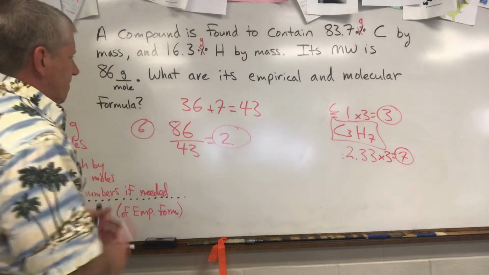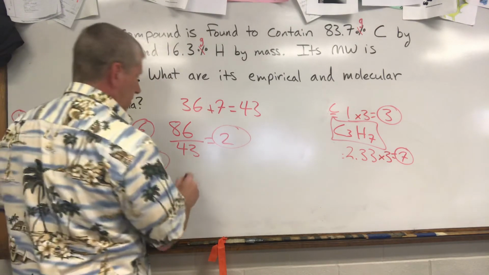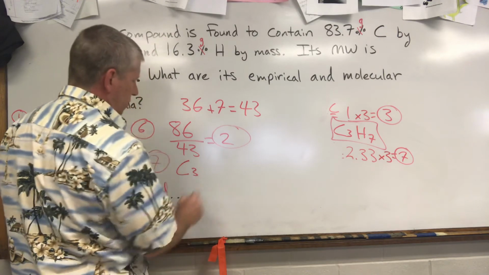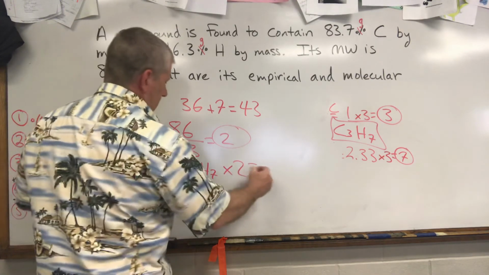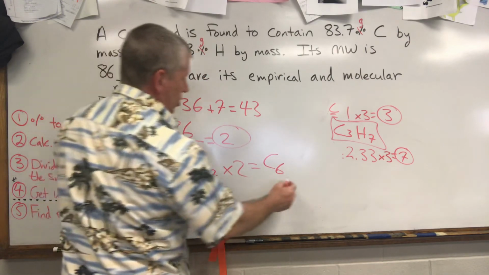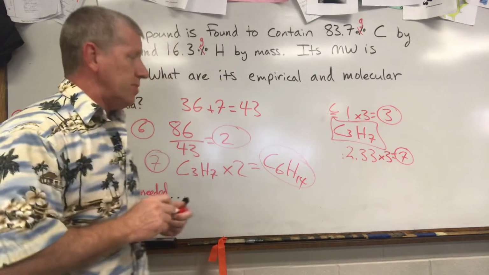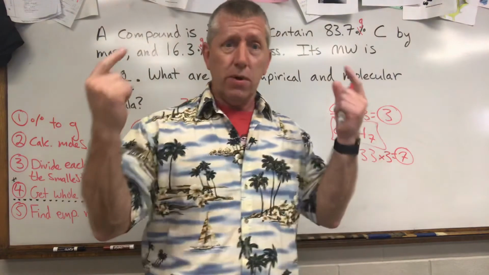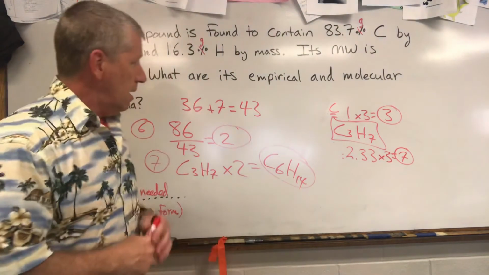All right, step 7, take that multiplier and multiply your empirical formula. The empirical formula was C3H7. Multiply it by that multiplier, and I get C6H14. If I remember my organic chemistry well, which I do, I love organic chemistry, that would be hexane. Yep, get that in your gas tank, good stuff.